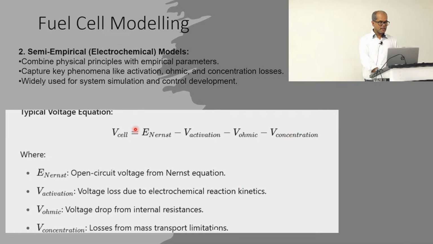And this equation, if you remember that we talked about the IV curve, where in the IV curve we have got three regions: activation, ohmic and concentration. These three are nothing but the losses, right. So whatever internal voltage you are getting from the cell, if you subtract these three losses, you are going to get the cell output voltage.